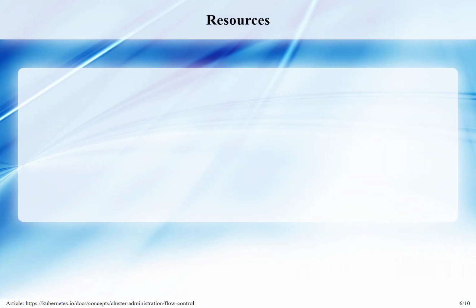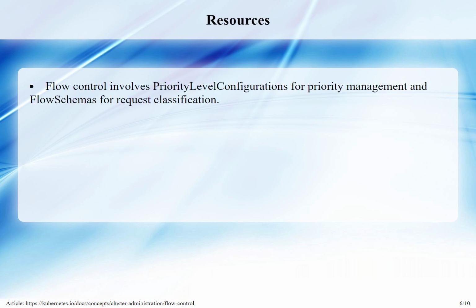Resources. Part 1. Overview of Flow Control API resources. Flow control in an API involves two key resources: priority level configurations and flow schemas. Priority level configurations define priority levels' roles, their share of resource allocation, and control over queuing behavior. On the other hand, flow schemas are designed to classify incoming requests, routing each to a corresponding priority level configuration.